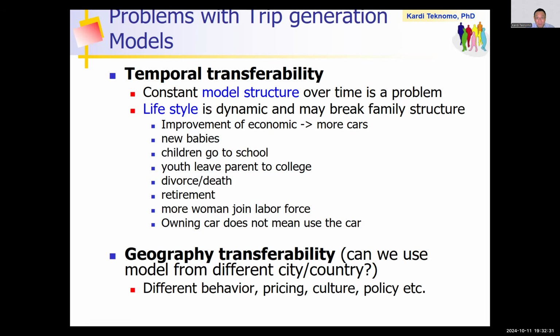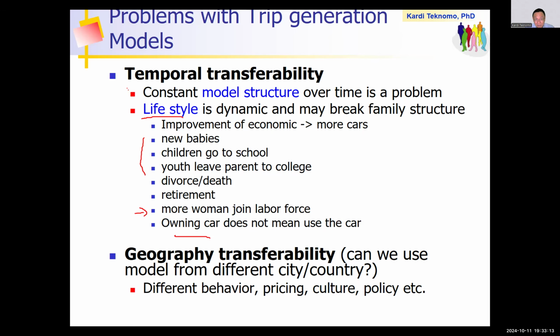Okay. Look, when we make the trip chain model, we assume the model structure does not change over time and space. But in reality, lifestyle dynamically changes, right? There are certain improvements in the economy. There are new babies, and children will go to school. Some people will leave their parents to go to college, and some are divorced, dead, or retired. And more women are joining the workforce. Some who own a car doesn't mean that they will use the car.